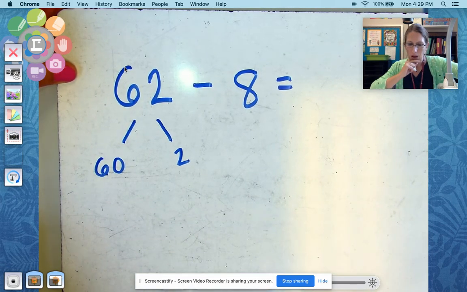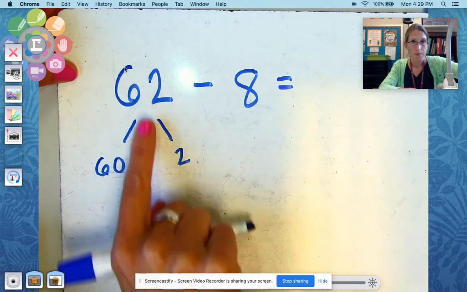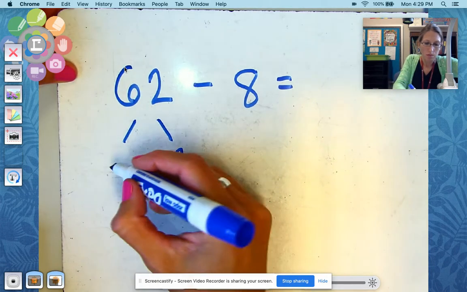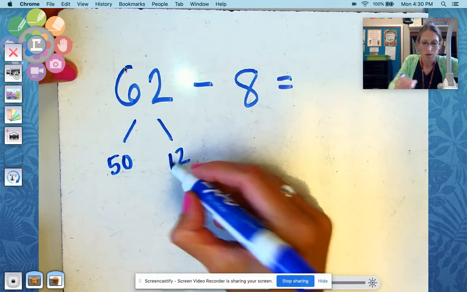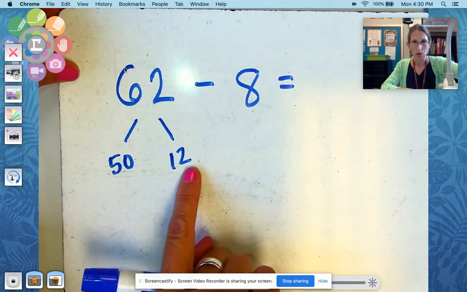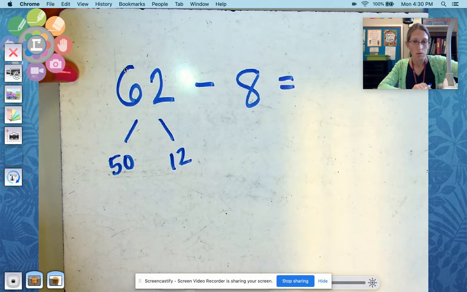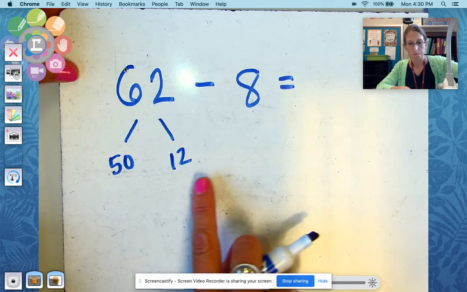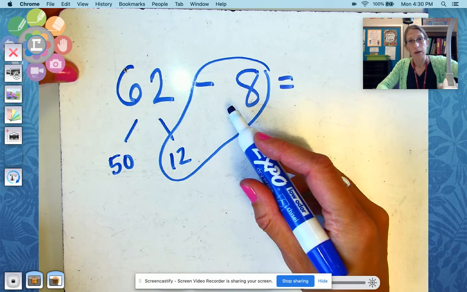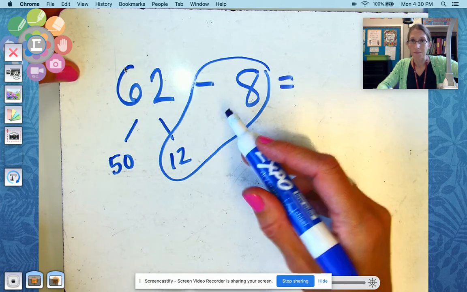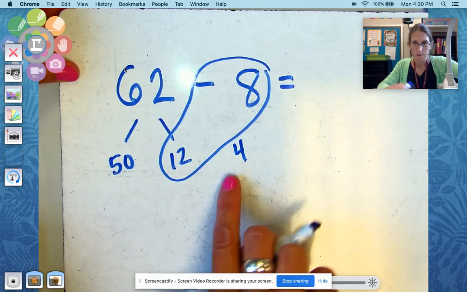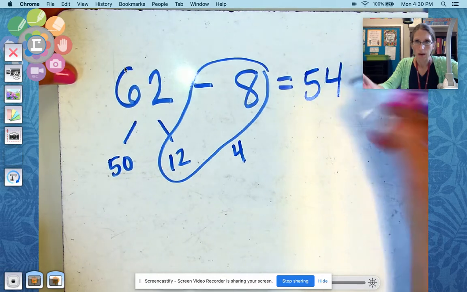Hmm. So another way we could break apart this number 62, we could think about it as 50 and 12. Would that make sense? 50, 62. That does make 62. I could say, well, here's my 50, and then I have 12. It's kind of like I'm doing this part. 12 minus 8. If I have 12, can I take away 8? Yeah. 12 minus 8 is 4. So my answer is 54. And I could do it that way.